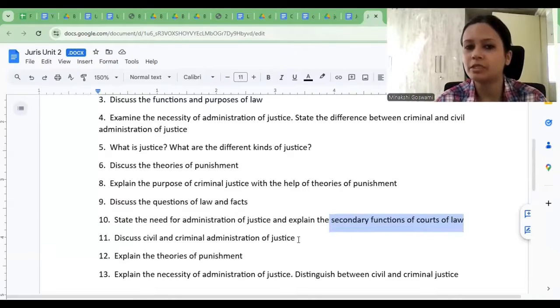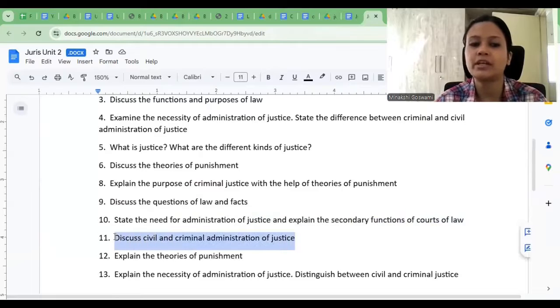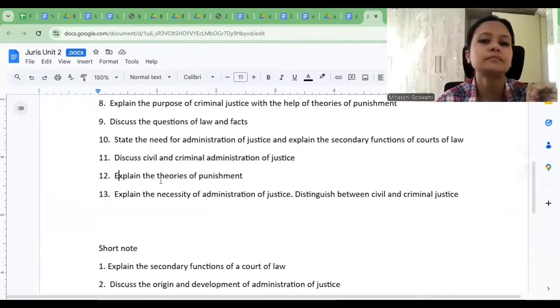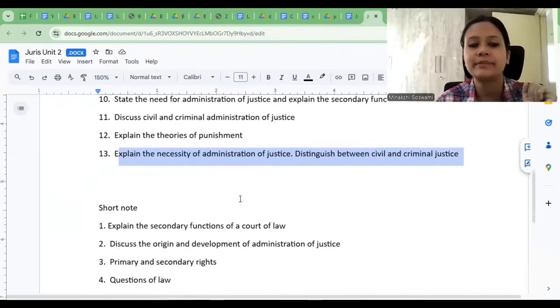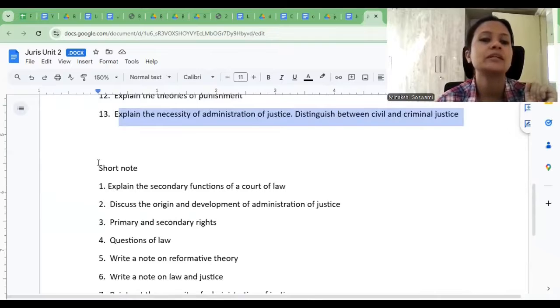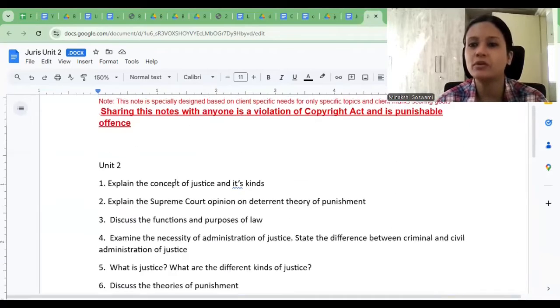Discuss civil and criminal administration of justice. So you can either expect questions on discuss civil and criminal administration of justice, or what is civil and criminal administration of justice, or it can be differentiate between the two. Explain the theories of punishment, explain the necessity of administration of justice, and distinguish between civil and criminal administration of justice. So these were 13 long questions that we have from unit 2.